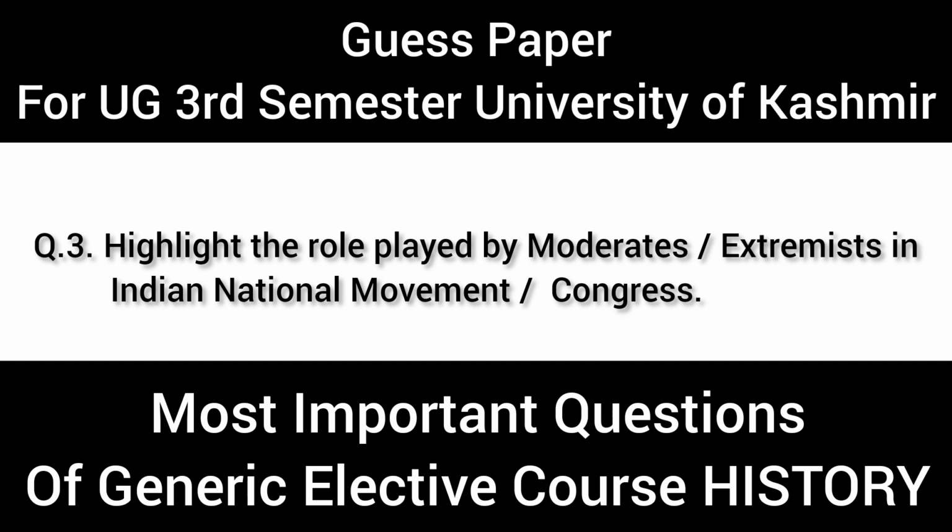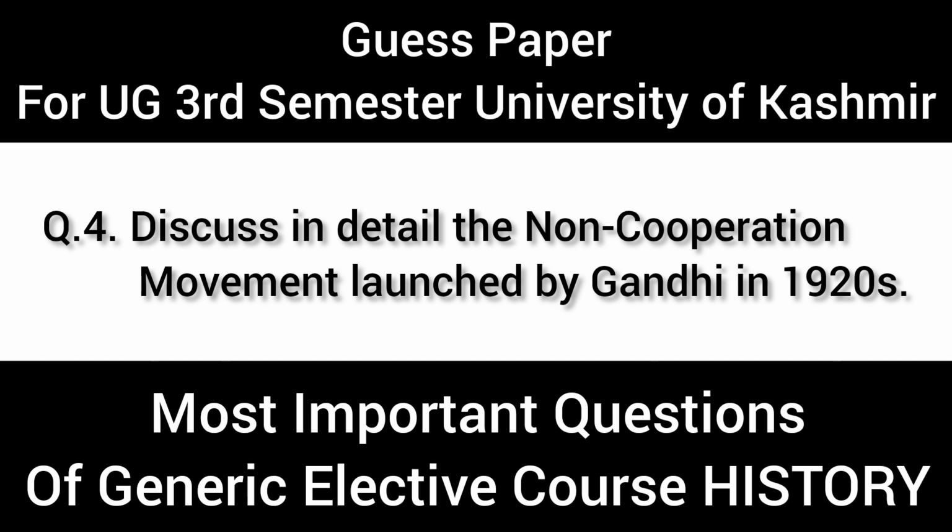Question number 3rd is from Unit 4th. And the question is, highlight the role played by moderates in Indian national movement. Or the question will be asked like this. Highlight the role played by extremists in Indian national movement. Now question number 4 is, discuss in detail the non-cooperation movement launched by Gandhi in 1920s.